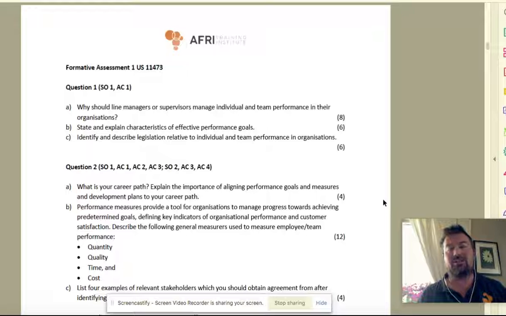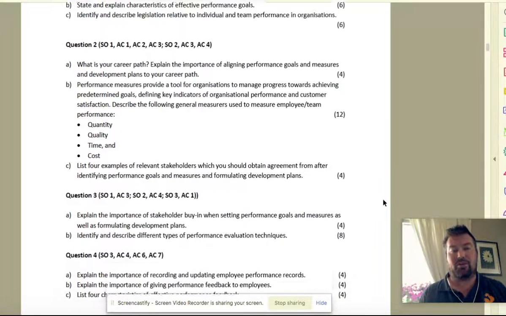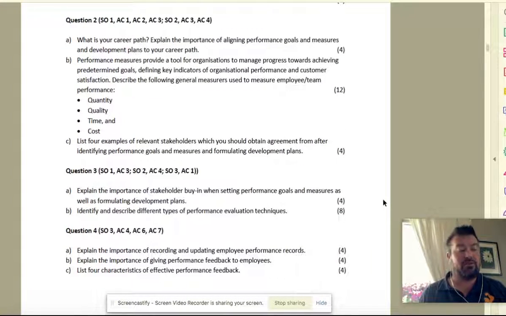Okay, so why should managers and supervisors manage individual and team performance in their organizations? Page 4 and 5 in your workbook should cover that. Then state and explain the characteristics of effective performance goals. Now, all of that should be on page 9 of your learner guide. Then identify and describe legislation relative to individual and team performance in organizations. So all of the legislation that we've been speaking about, especially in this section, is on page 11, 12, and 13 of your workbooks. Then question number 2.